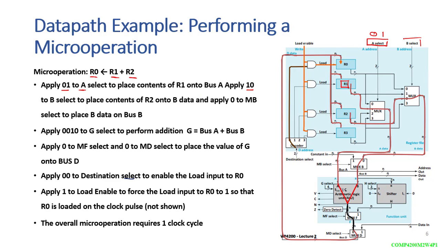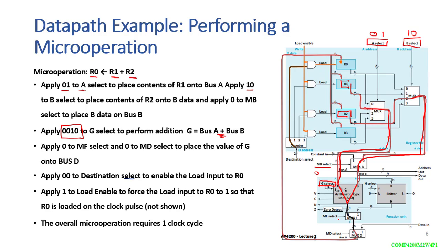So in select B, we are going to put 1, 0, which is going to give us R2. So R1, you can see here the line, R1 is going through bus A, and R2 is going through bus B. Then we are going to select MF equal to 0 in order to have the input coming from bus B going into the function unit. Then we need the G select value, which will be 0, 0, 1, 0. So this means that we are telling the arithmetic and logic unit to apply an addition function.